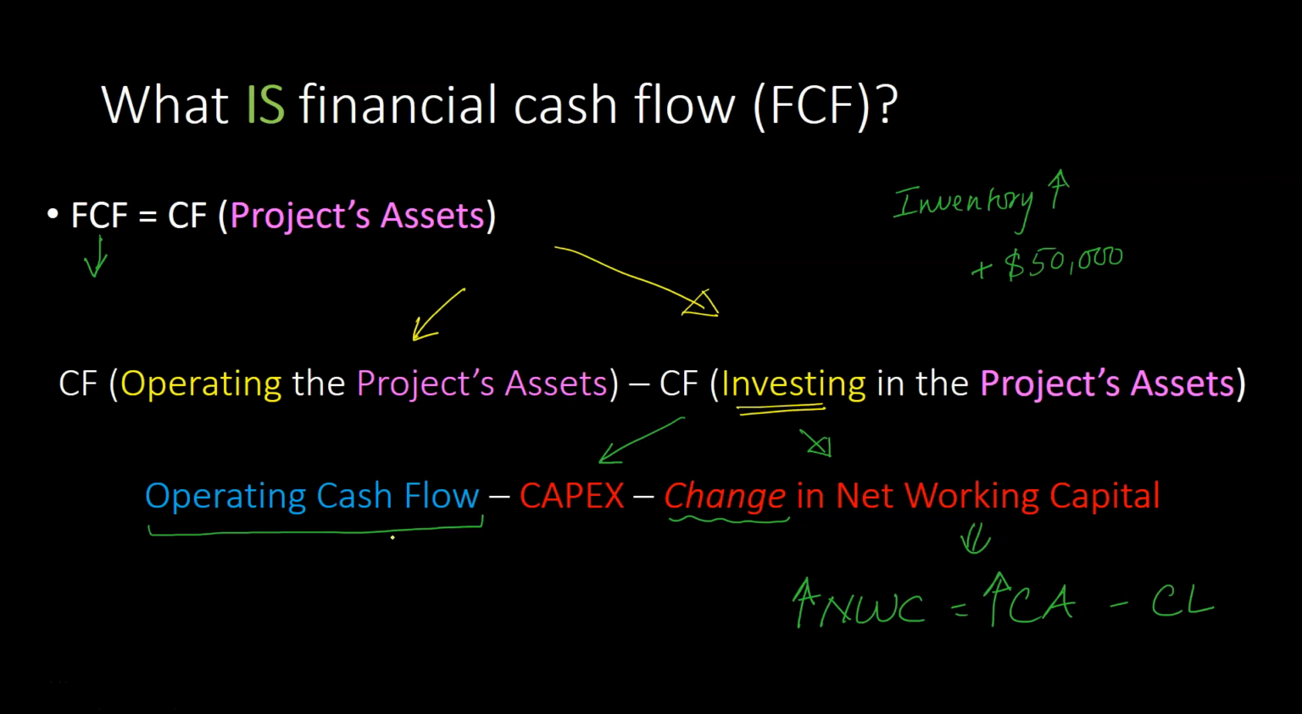Please bear one important thing in mind. Financial cash flow is not always a positive number. When we say financial cash flow is cash flow from a project's assets, the word "from" seems to misleadingly suggest that we are always getting money from the project's assets. That's not true. Financial cash flow can be positive. It can be negative as well. Of course, it's going to be negative when the money that you're generating from operations is not high enough to compensate for the money that we're spending on long-term assets and changes in net working capital.